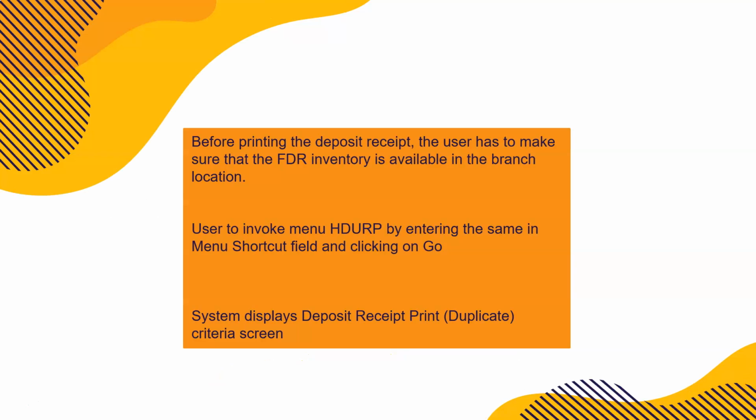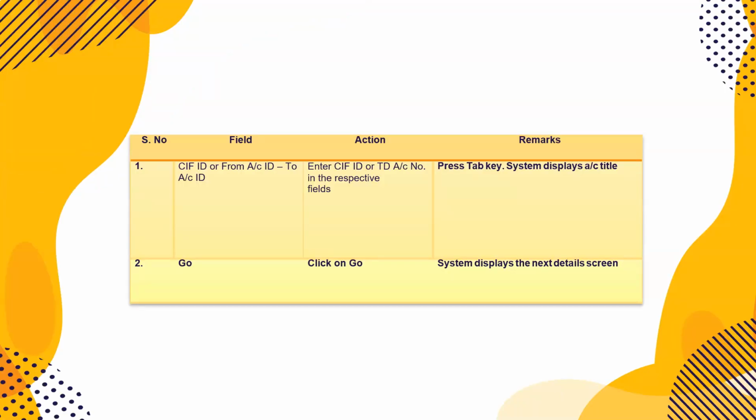Before printing the deposit receipt, the user has to make sure that FDR inventory is available in the branch location. User to invoke menu option Hdurp by entering the same in the menu shortcut field and clicking on go. System displays the deposit receipt print duplicate criteria screen, right? So you can write the KIF ID, or you can write from account ID to so and so account ID. You can choose many accounts also, or you can choose one account for printing.